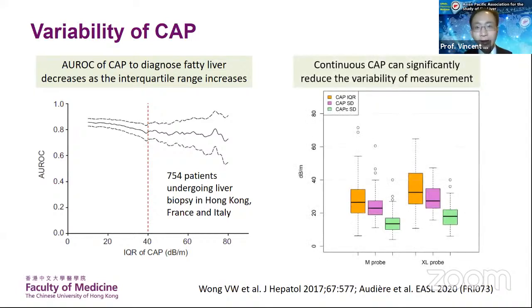On the right, I'd like to introduce a new development called continuous CAP. In the past, we only took 10 CAP measurements. With a new technique called continuous CAP, CAP would be captured continuously whenever you place the probe over the liver. Although the examination time is the same, the machine would capture over 200 instead of just 10 CAP values. As shown in this diagram, continuous CAP did result in less variability and would theoretically be more accurate. More validation studies are needed.